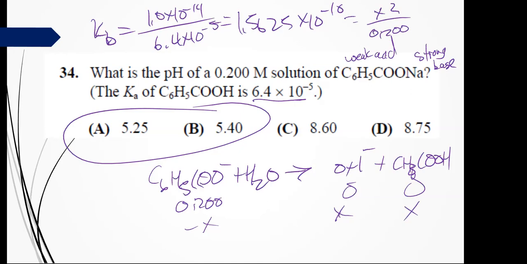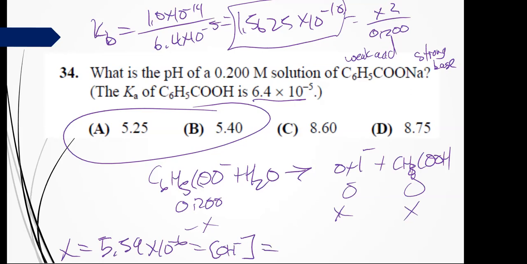We can. The reason we can ignore it is that this value is so small in comparison. We have a pretty big difference there. The other part is that I have not seen one way to make you solve a quadratic, so I wouldn't worry about it. So we multiply that by 0.2, we solve for x, and so our x becomes 5.59 times 10 to the minus 6, which is equal to our OH concentration.